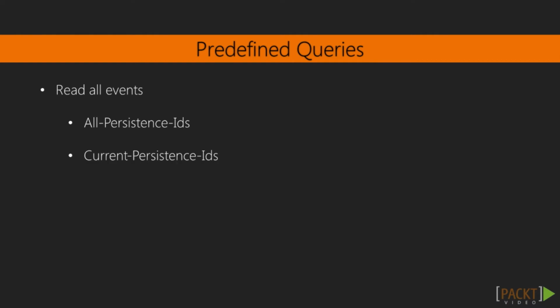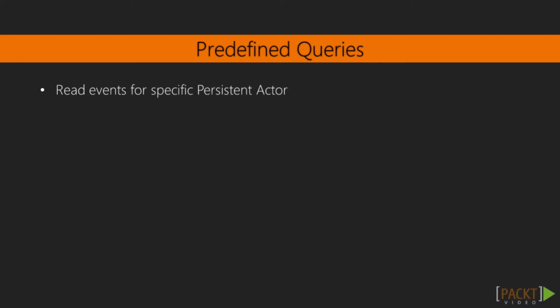Current persistence IDs is designed to read the current persisted events and any new events you haven't received. Events by persistence ID is equivalent to replaying a persistent actor. This means you can read events from a specific persistent actor and keep watching it. Current events by persistence ID reads the current events on the journal.